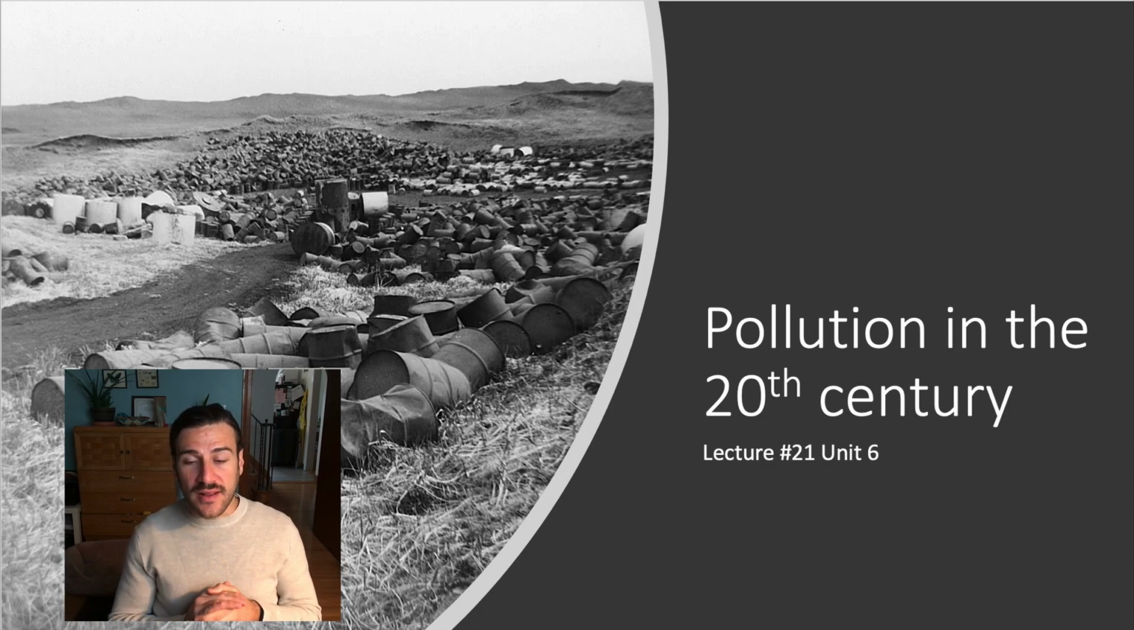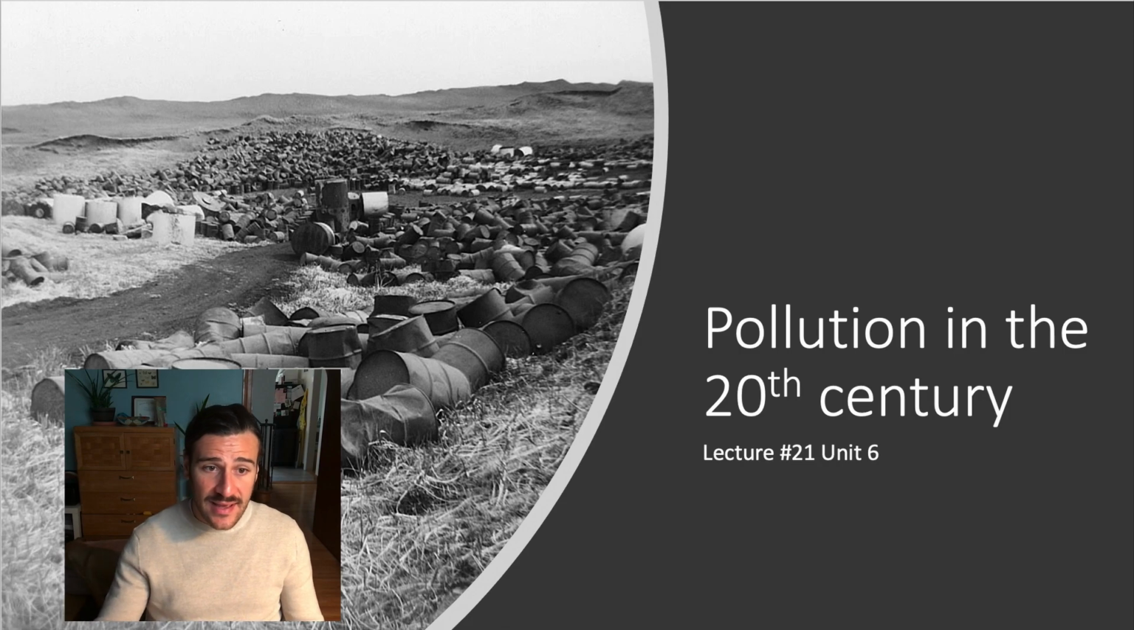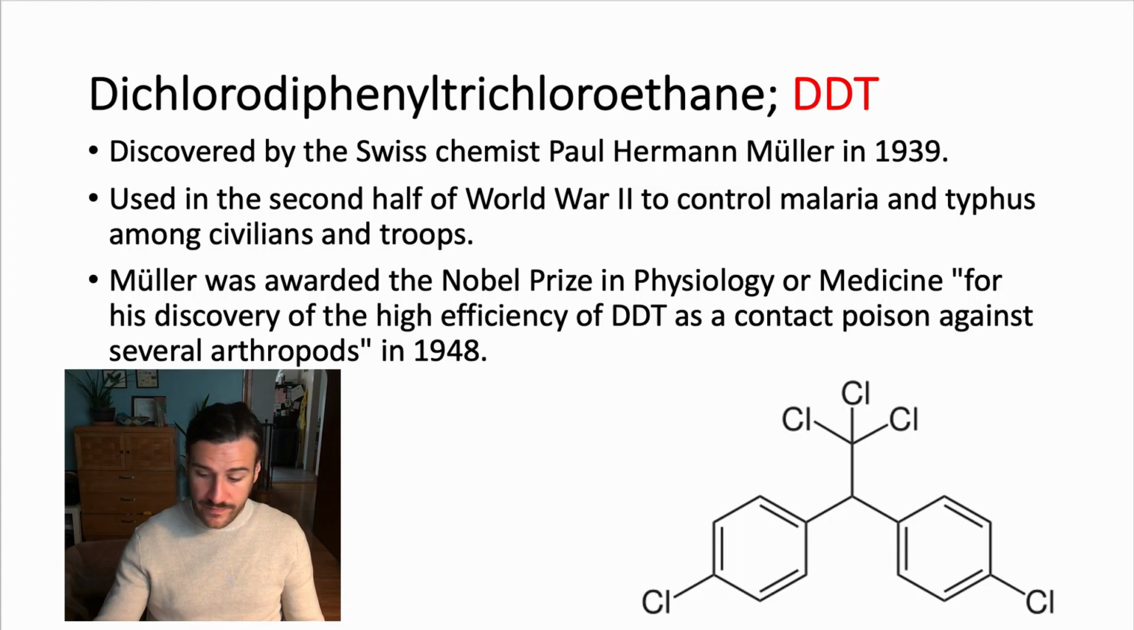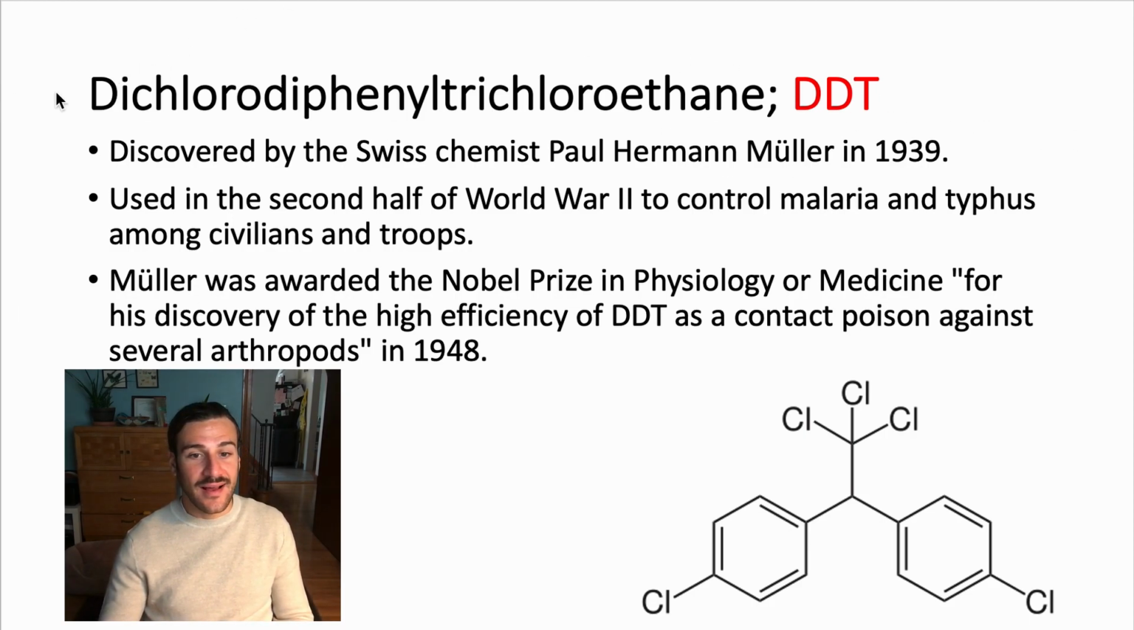So the first part of the lecture, we're going to focus on one chemical. That chemical you're going to know as DDT. DDT has a very long chemical name. No, I'm not going to try and read this out to you. We're going to know it as DDT. And this is the chemical composition of DDT.